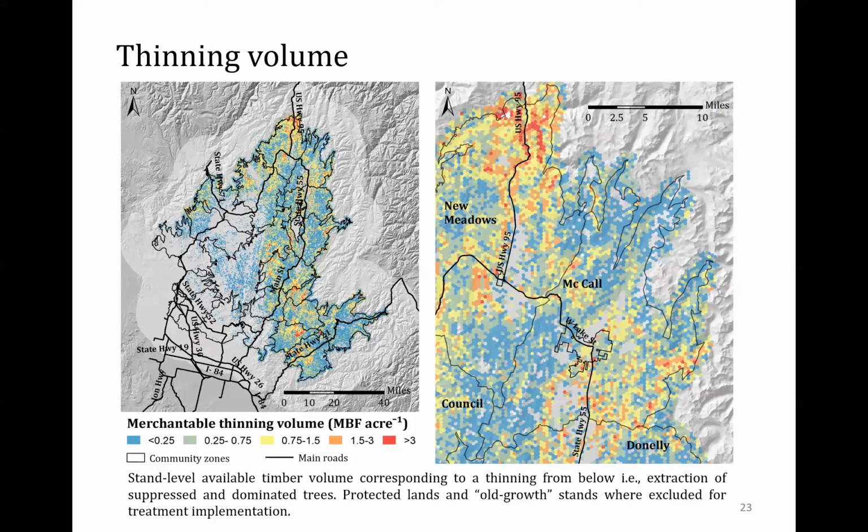And this is interesting because by understanding how much timber volume we obtain from a thinning from below, we can calculate how much the thinning volume can cover the treatment cost. And this is what we did. We used this information on treated areas to see the revenue from thinning in order to estimate the cost efficiency.